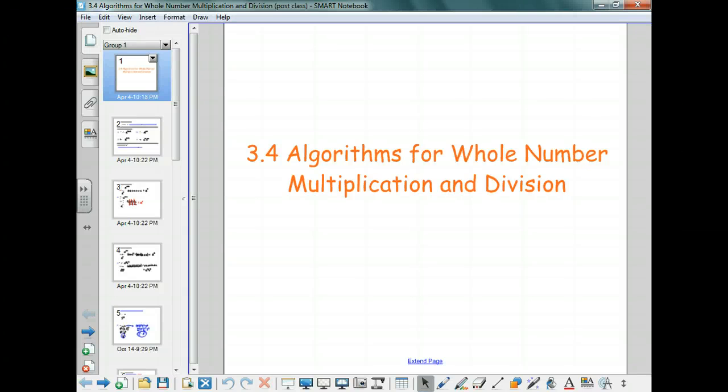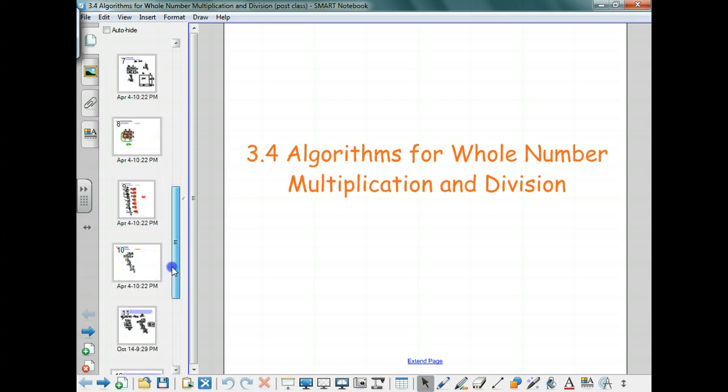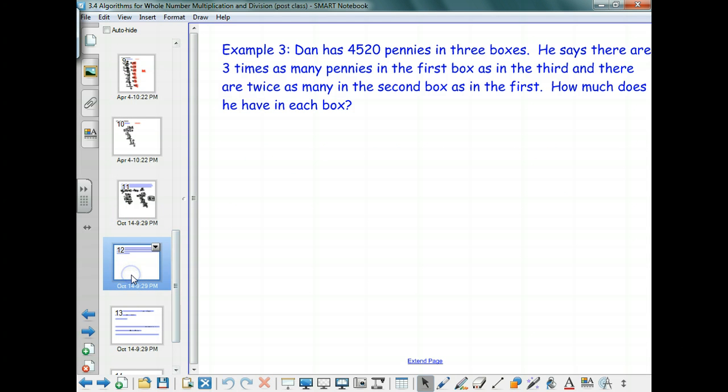All right, so last time we started 3.4 and we got nearly finished. We're at the point at the end where we were looking at some word problems that involved multiplication and/or division in pieces of them. And I believe that we're on example 3. Does that look correct to everyone? Okay. So example 3 says the following.